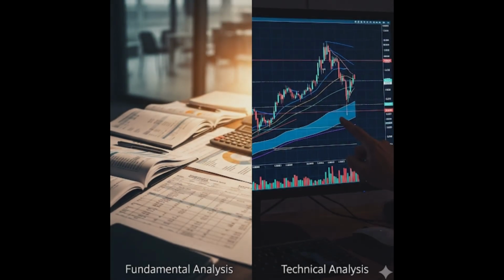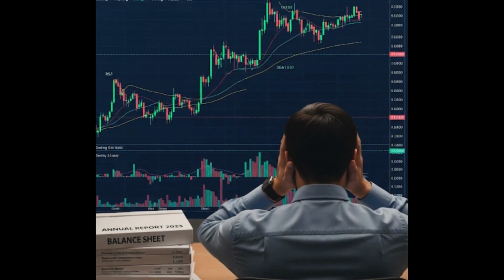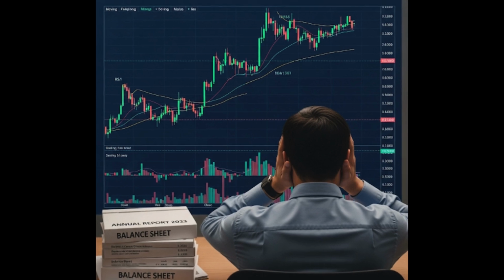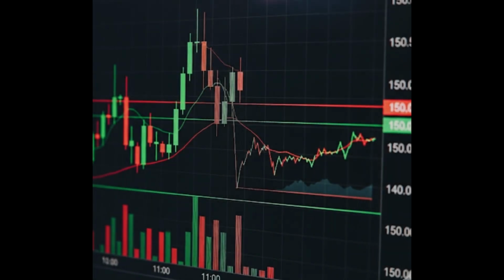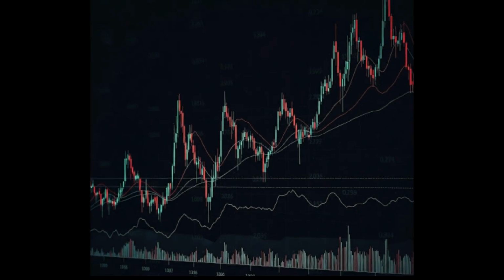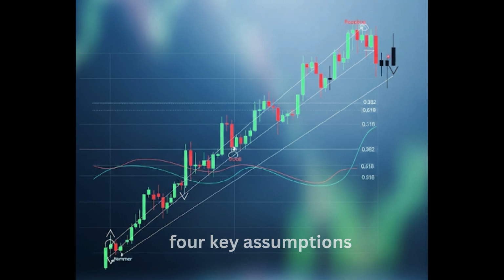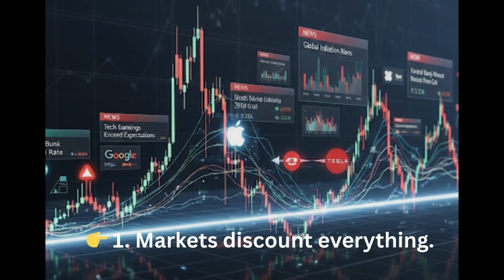Now, unlike fundamental analysis, technical analysis doesn't care about a company's balance sheet or earnings. What matters here is price action, the story told by historical data. But TA rests on 4 key assumptions. Let's break them down.